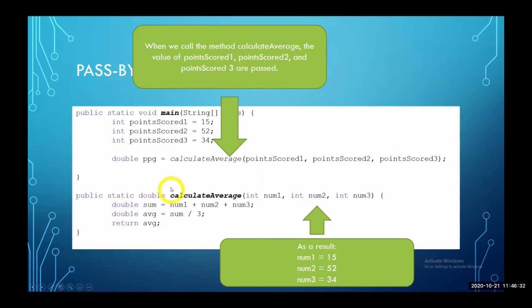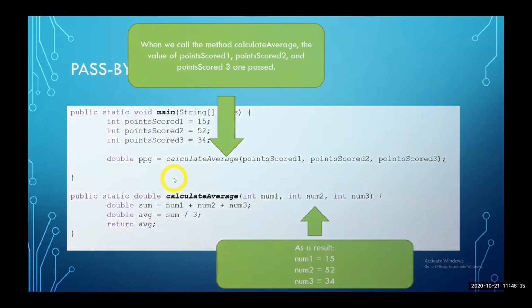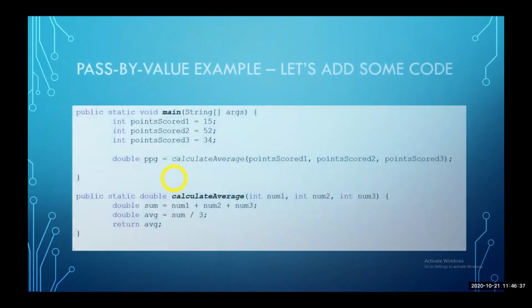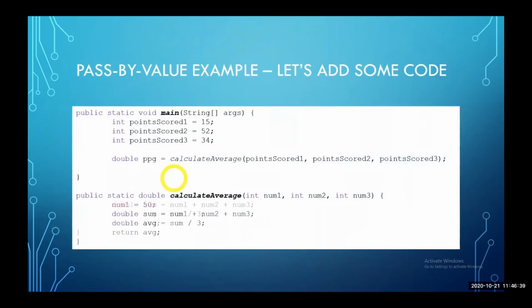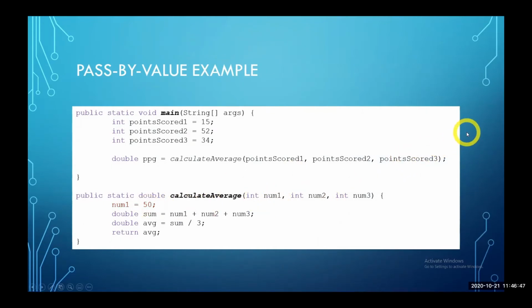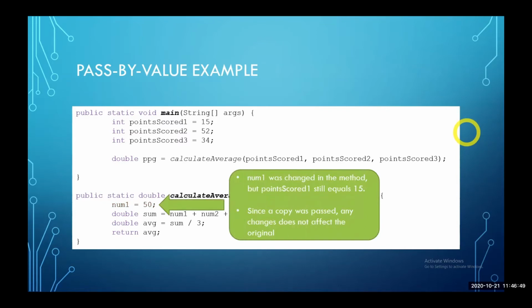All right, so let's add some code to this. Down here, num1 equals 50. See, I changed the value of num1 down in my method. Well, that doesn't actually change points scored 1, right? Although I called the method with this, points scored 1 still equals 15, right? Num1 down in my method changes, however.